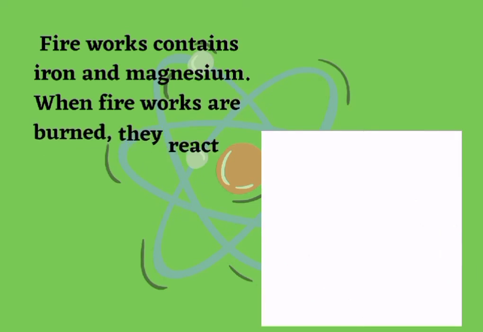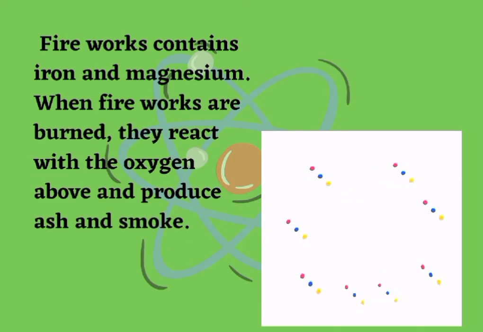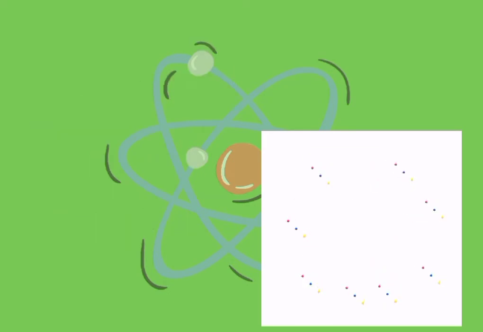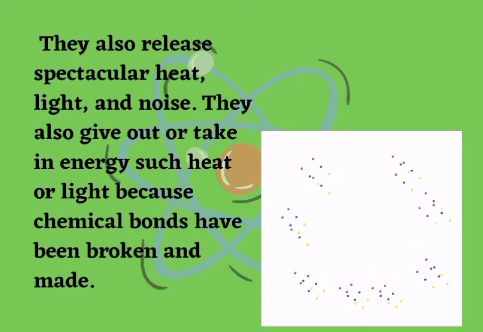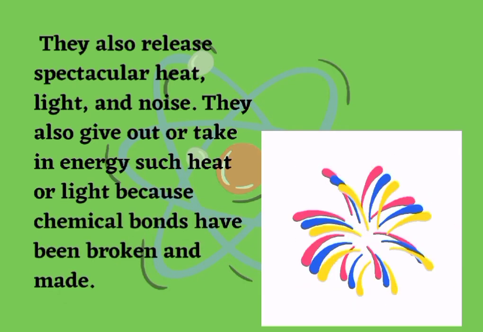Fireworks contain iron and magnesium. When fireworks are burned, they react with the oxygen in the air and produce ash and smoke. They also release spectacular heat, light, and noise. They also give out or take in energy such as heat or light because chemical bonds have been broken and made.